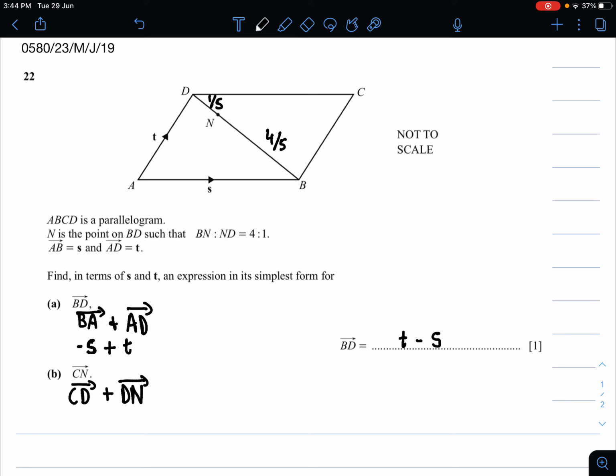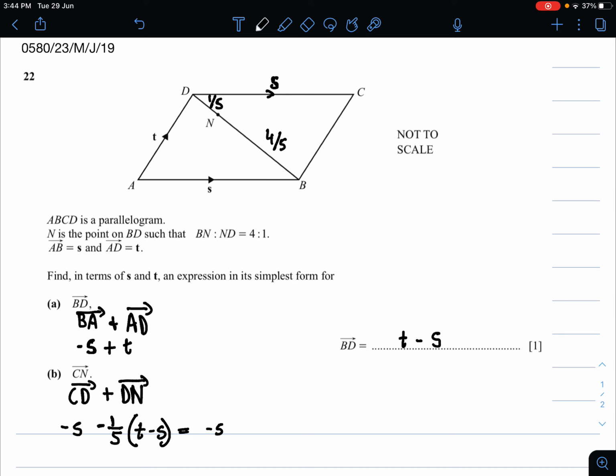So the value of CD: since this is a parallelogram, DC is also S. Therefore CD, which is in the opposite direction, would be negative S. And DN, again we'll be going in the opposite direction, because we found the vector BD, and we are going from D to N, which is the negative or the opposite direction. So we would have to multiply the vector BD by negative 1/5, because DN is in the ratio 1 by 5 to 4 by 5. So negative 1 by 5 multiplied by T minus S. Now all we need to do is expand and simplify.